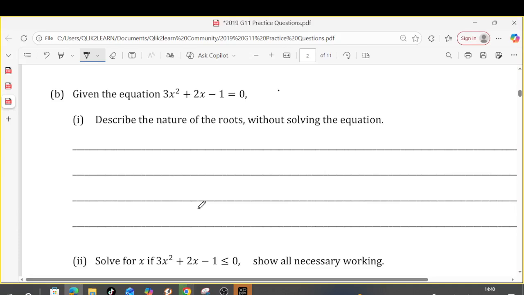Given the equation, this is what we have, and they want us to describe the nature of the roots. If you see the words nature of the roots, just know that we are talking about the discriminant. And what is the formula for the discriminant? Discriminant is equal to b squared minus 4ac. So now this is the formula that we use for the discriminant. What I need you to ask yourself is, where is this formula coming from? It is coming from the quadratic formula.